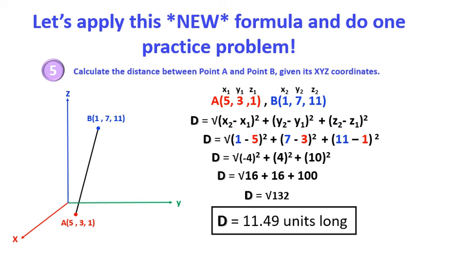When we plug these values into the equation, we'll plug it in as the square root of 1 minus 5 squared plus 7 minus 3 squared plus 11 minus 1 squared. This simplifies to the square root of negative 4 squared plus 4 squared plus 10 squared, which translates to the square root of 16 plus 16 plus 100. This simplifies to the square root of 132, which ultimately equals 11.49 units long when we round to the hundredths place. Thus, the distance of line AB in the XYZ plane is approximately 11.49 units long.